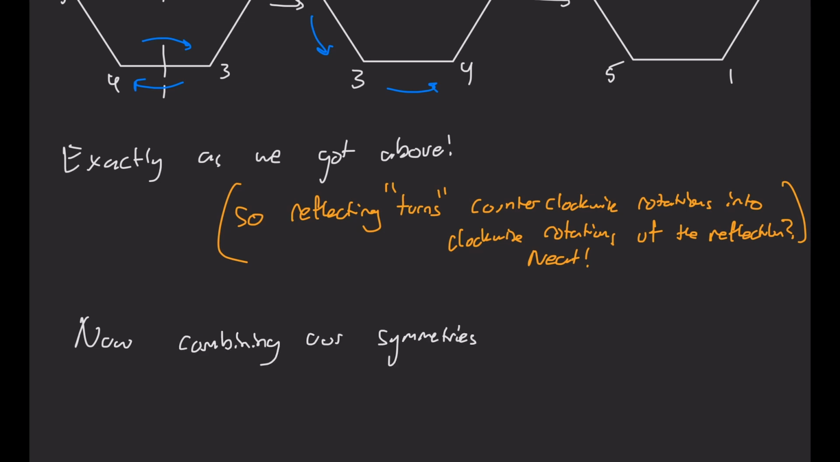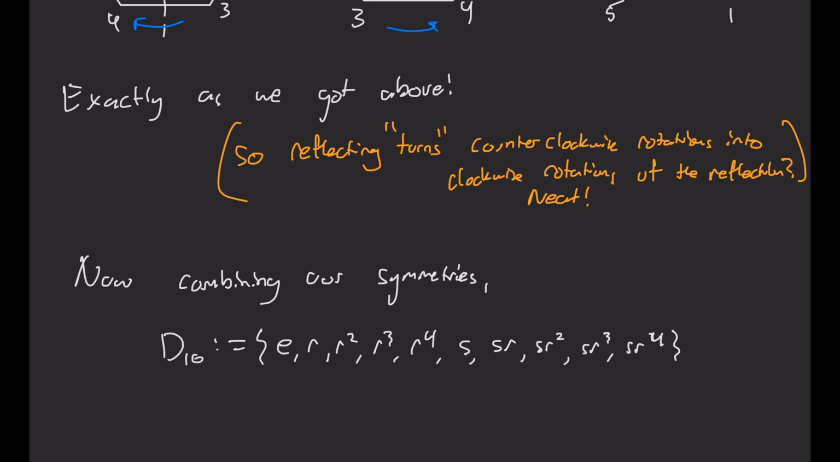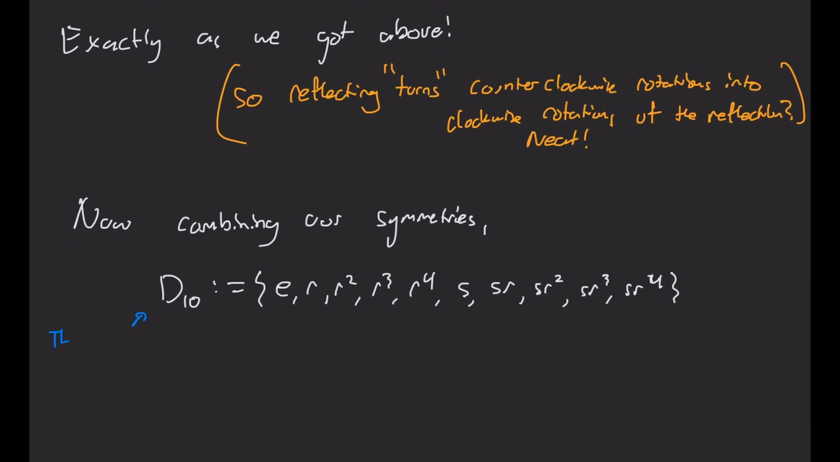Okay, so let's combine all of our symmetries into one big set. So we have our rotations and this identity, and we also have S, SR, SR squared, SR cubed, SR to the 4, which are all our reflections. And we'll call this set D10. This set has a fancy name. It's called the dihedral group of order 10. Again, order just means the size of the group.